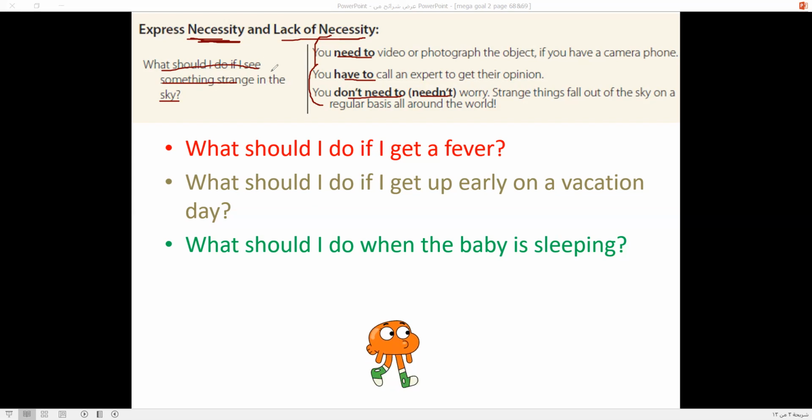So what should I do if I see something strange in the sky? Someone said, you need to video or photograph the object. Someone said, you have to call an expert. Someone said, you don't need to worry, or you need not to worry. Like, just simply, this is what you have to do.